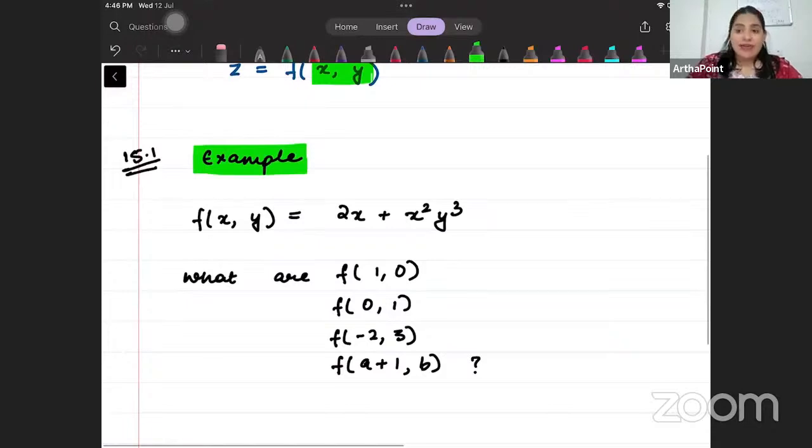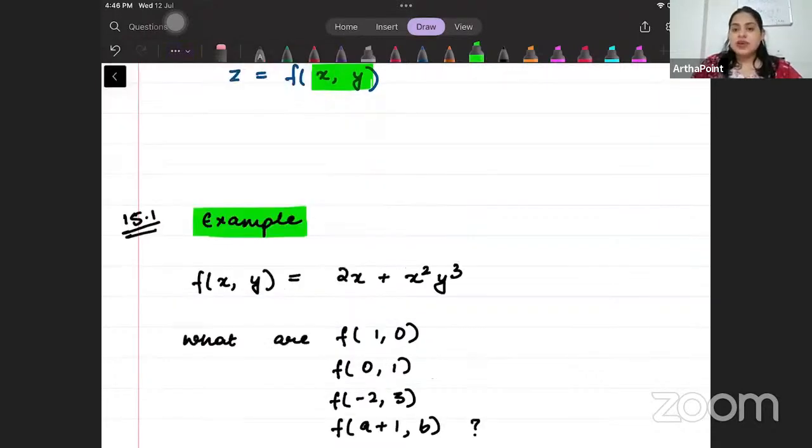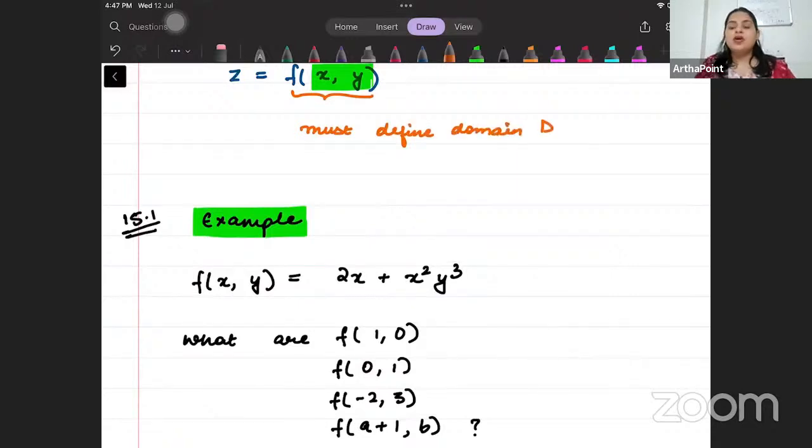So for a function f of two variables x and y, I must define the domain D. You have to tell that if x and y take these values, then what values z will take correspondingly, and that becomes the function. So z is a function of x and y.